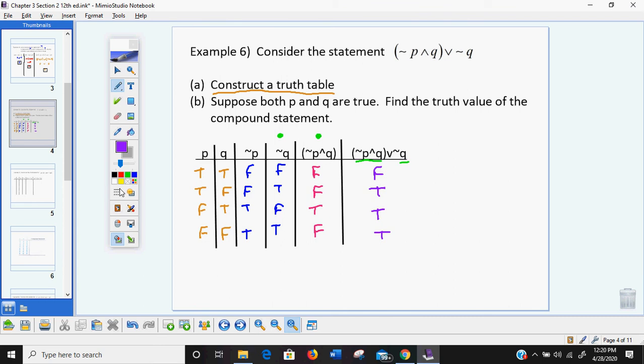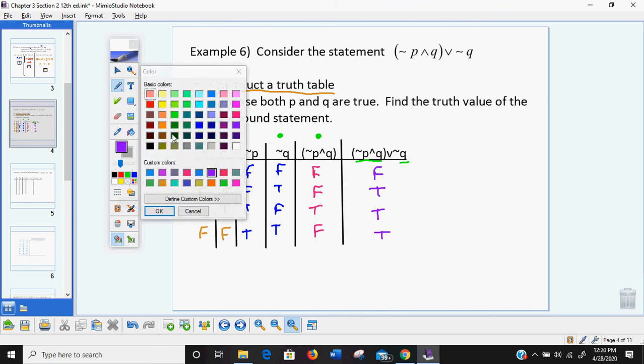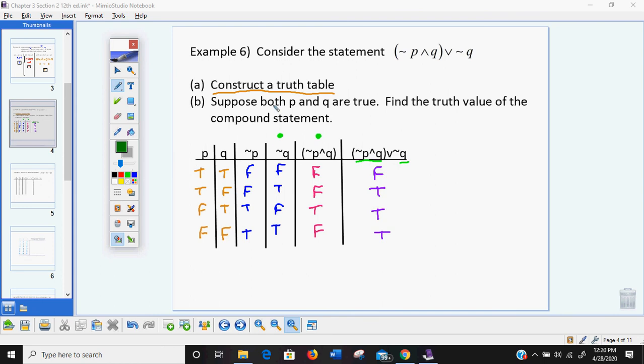Now let's look at part B. Okay, so part B says, if both P and Q are true, what is your truth value? So we want to go to where both P and Q are true. Okay, that's going to be right here. P and Q are true on that one. And the truth value for part B is going to be false because they were only interested in that particular row where the P and Q were both true. So if they ask for the answer to the whole truth table, it's this purple column. If they ask for the answer to part B, then the answer is going to be false.